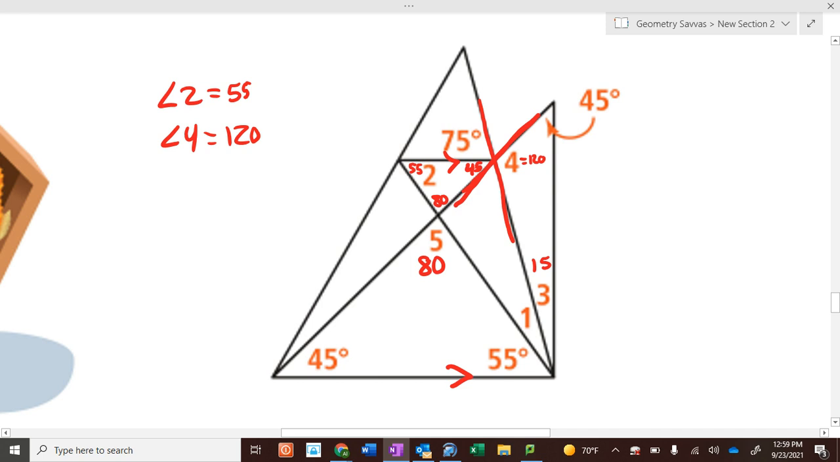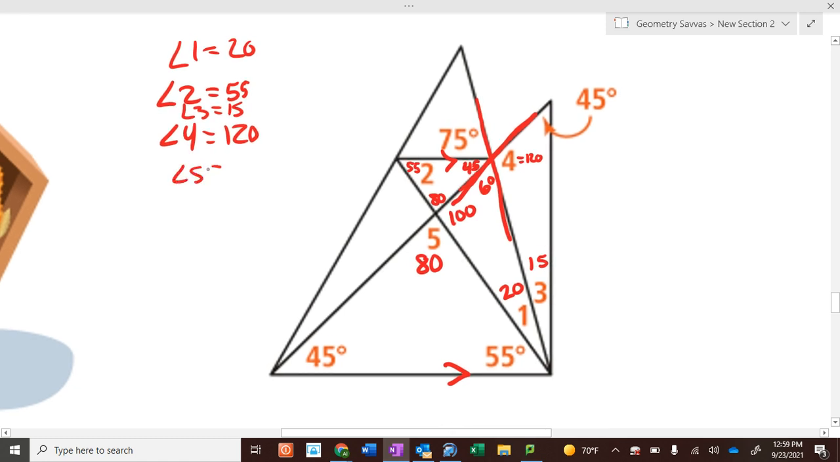All right, so then angle 1 is the last one to find. So I have to figure out how to find angle 1. Well, one thing I can do is see how this is 120. So what would be its linear pair? 60. This is 80. What would be its linear pair? 100. This is 160. What's left for this? 20. So angle 1 is 20. Angle 2 is 55. Angle 3 is 15. Angle 4 is 120. Angle 5 is 80.